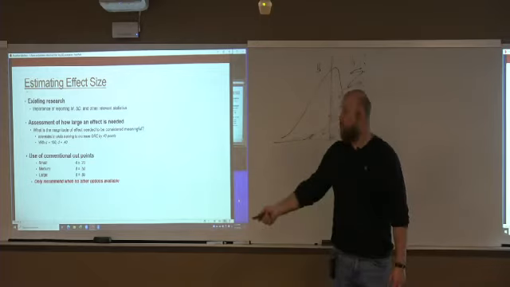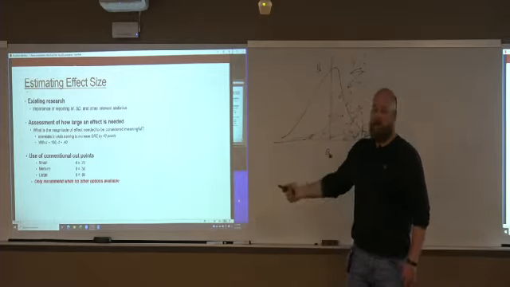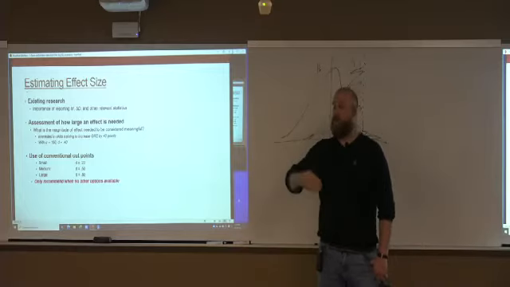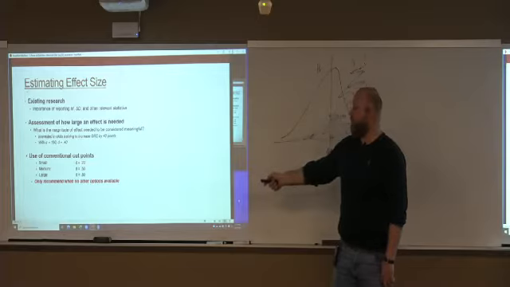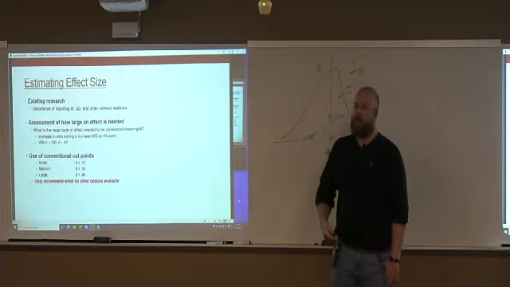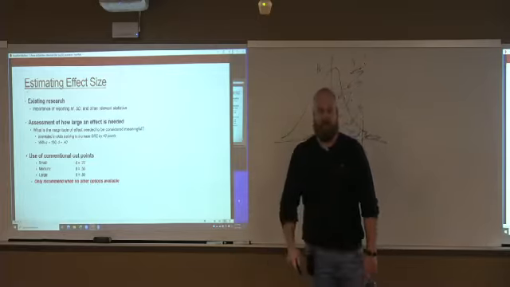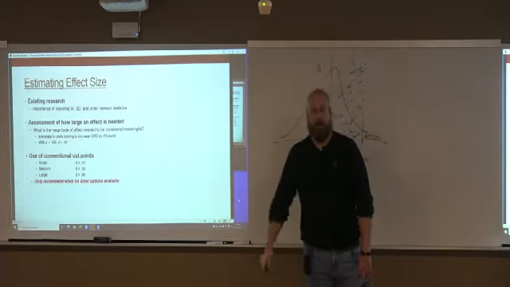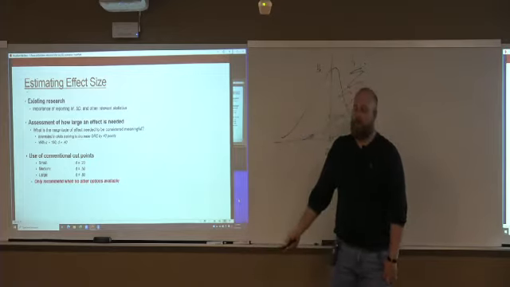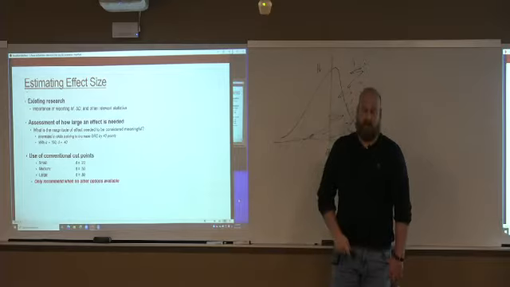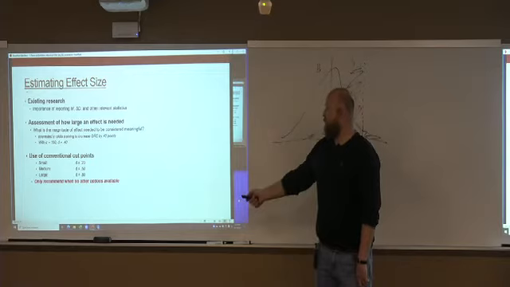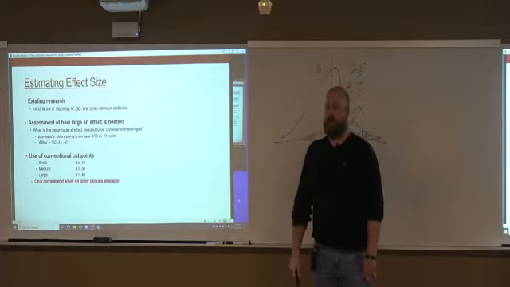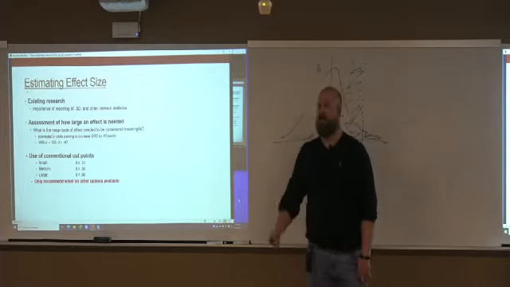What I can then do is fall back on saying, all right, I'm going to power this study to be adequately powered to detect small, medium, or large effects. And this is what people will do, and this is not good: okay, I'm assuming based on nothing that I'm going to find a medium effect. I don't know.